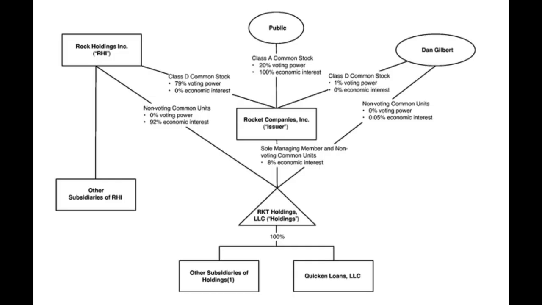And so finally, after all of this restructuring, we get to a diagram that many of you have probably seen from Rocket's S1 that looks like this. The only difference here is that there were a couple of smaller subsidiaries that remained under the sole control of RHI, which I didn't include in my own diagram so that we could just focus on the restructuring of the business.